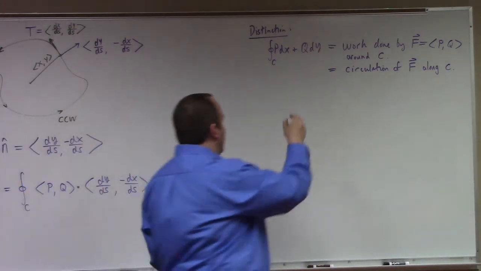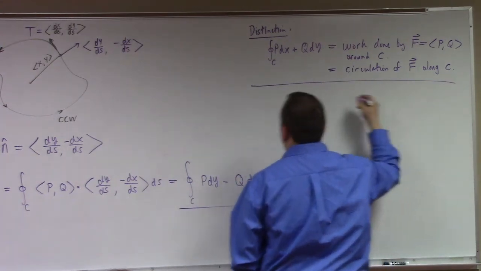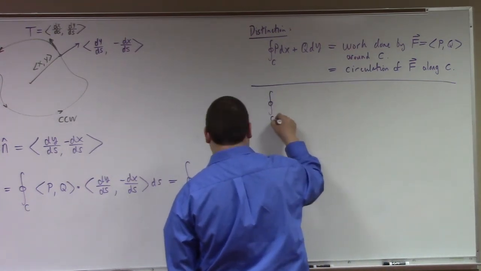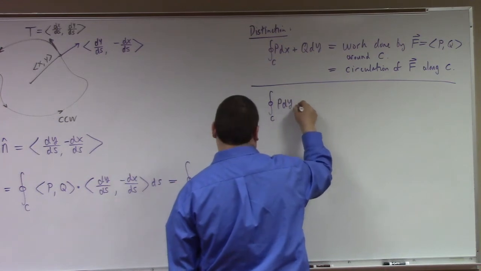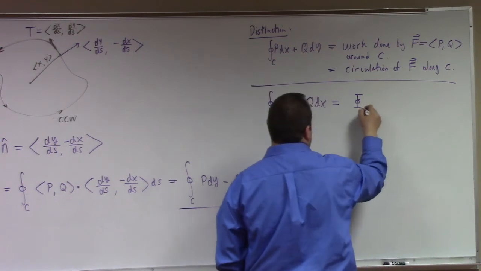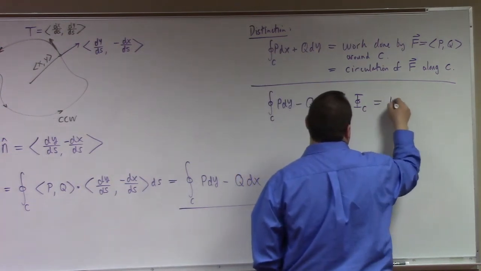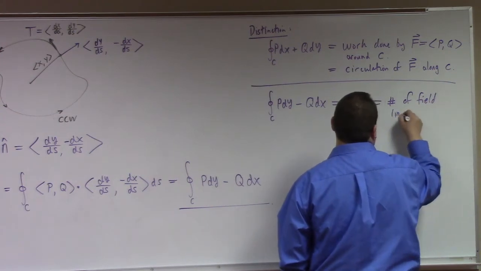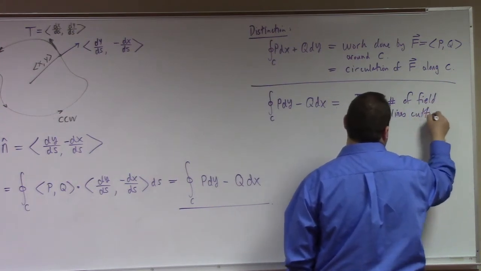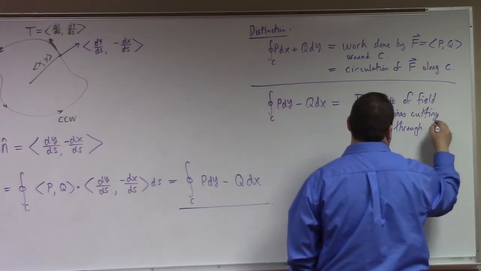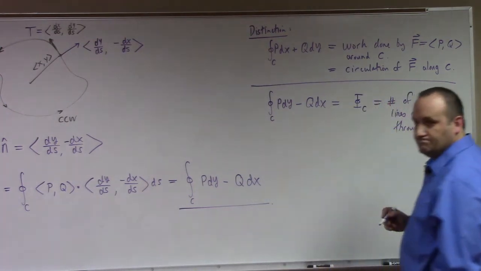What we've just worked out, or at least motivated the definition of, I hope, is that this related but different line integral around the curve, P dy minus Q dx, is again the flux. It's the number of field lines cutting through C, up to some convention on how you count field lines. All right?